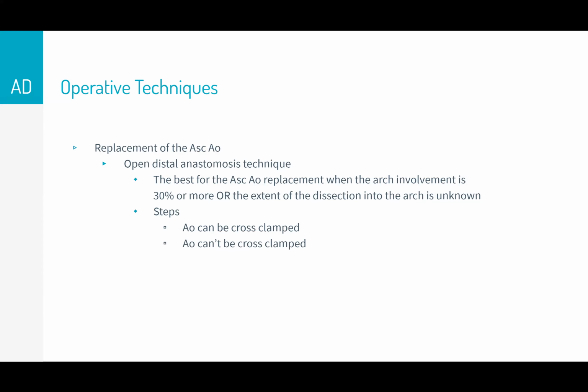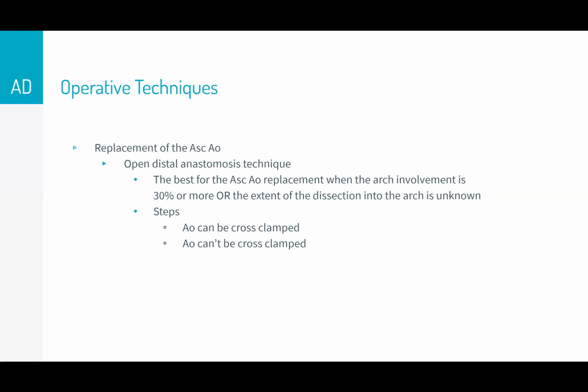And the way you will manage the brachiocephalic vessels, if they are not affected, you would implant them as an island. You would take them all as a graft and implant them onto the vascular graft. And if the vessels are affected by the dissection, you would fashion a graft for each vessel and then anastomose them to the new vascular graft. If the aorta cannot be cross-clamped, you would cool the patient first until he fibrillates.